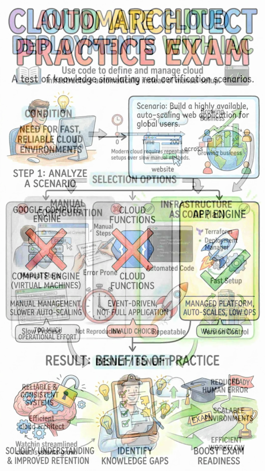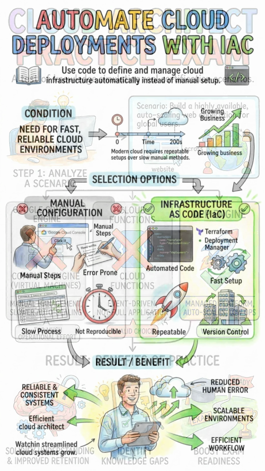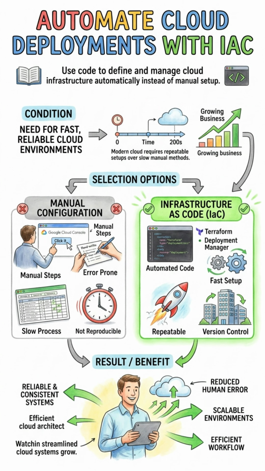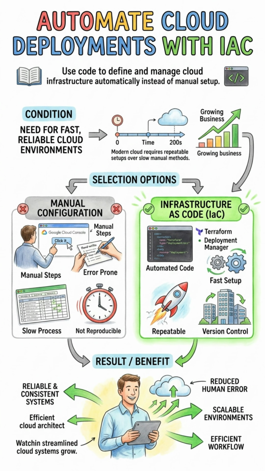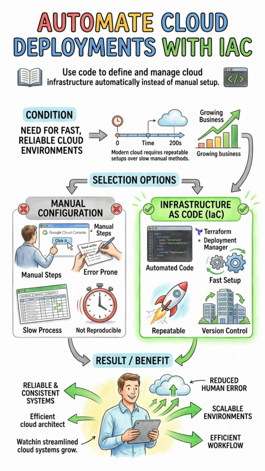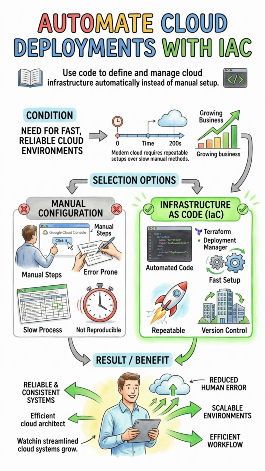Welcome to the second section of our course where we focus on managing and provisioning solution infrastructure. In this lesson, you will learn how to automate deployments, configure environments, and use infrastructure as code to make your cloud systems reliable and repeatable. This topic is incredibly important because modern cloud environments require fast and error-free deployments rather than slow manual configuration. Get ready to explore the powerful tools and techniques that will transform you into a highly efficient cloud architect.